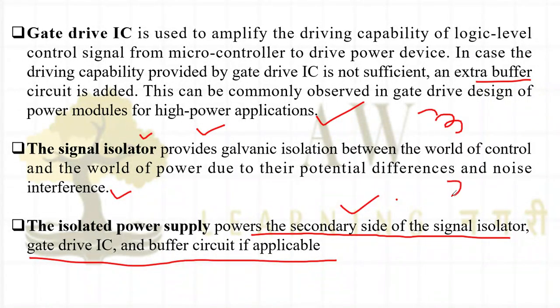So there is a primary side, and there is a secondary side. Generally, this isolated power supply I am going to give to my secondary side. So this is what I wanted to say. So you have some basic understanding of what a gate driver IC will do, what a signal isolator will do, and what an isolated power supply will do. Now we will go into detail about all these things.